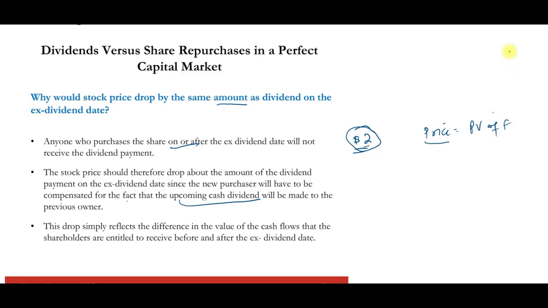It's already received, so the price would be equal to the present value of future benefits, and the future benefit would be 4.8 as a dividend next year. That's why the price dropped by the same amount, the amount that we have already received. Okay, so this drop simply reflects the difference in the value of cash flows that shareholders are entitled to receive before and after the ex date. These statements are actually the same statement that I explained, so hopefully you will understand.